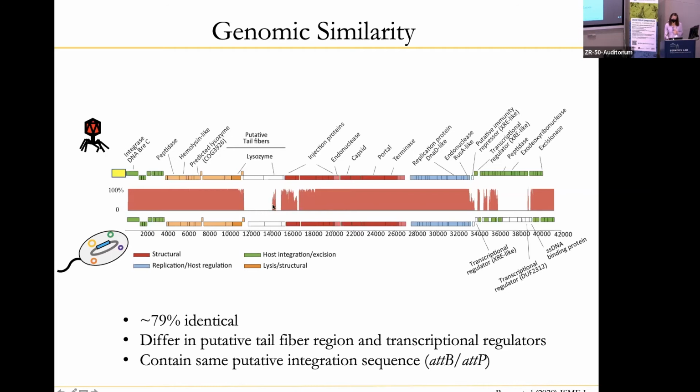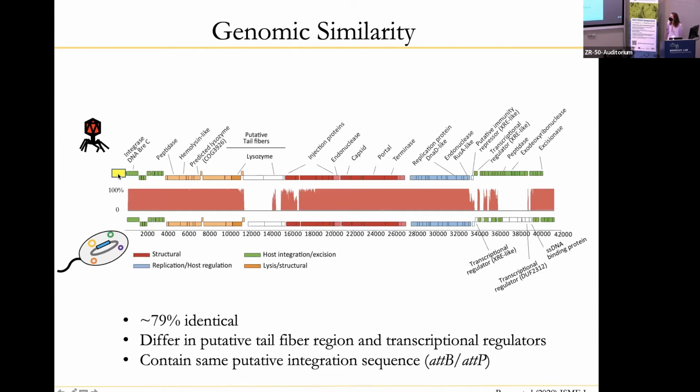And so those are these 2 regions here, one which we think is important in determining receptor specificity, and then the second, which we believe is important in dictating the lysogenic lytic switch, because there's a number of transcriptional regulators. And so in the regions where these 2 viruses are similar, they share nearly 100% identity, and in the regions where they're not identical, they really are distinct.